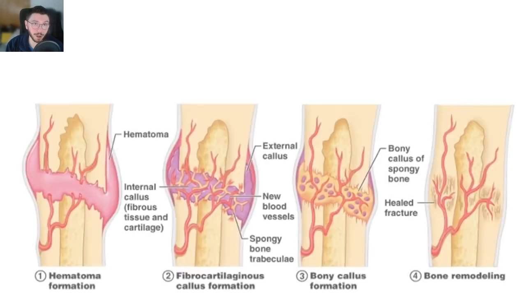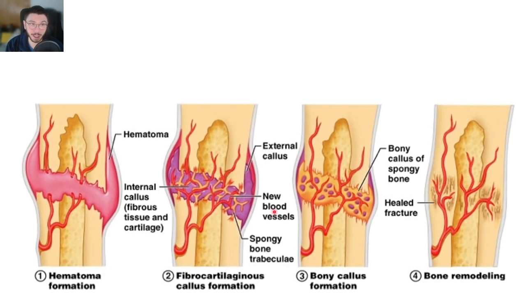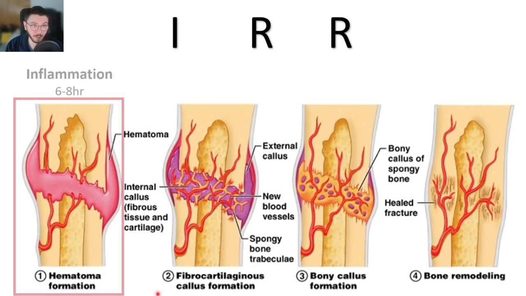So next we're going to talk about bone healing after a fracture. With any tissue, we follow the simple mnemonic IRR, which means we get initial inflammation, which is 6 to 8 hours in. And this is where your fracture hematoma gets formed. All the inflammatory tissue comes from the bones, blood comes out and causes a swelling, causes a hematoma. This is due to immune cells releasing their cytokines and causing inflammation at the fracture site.